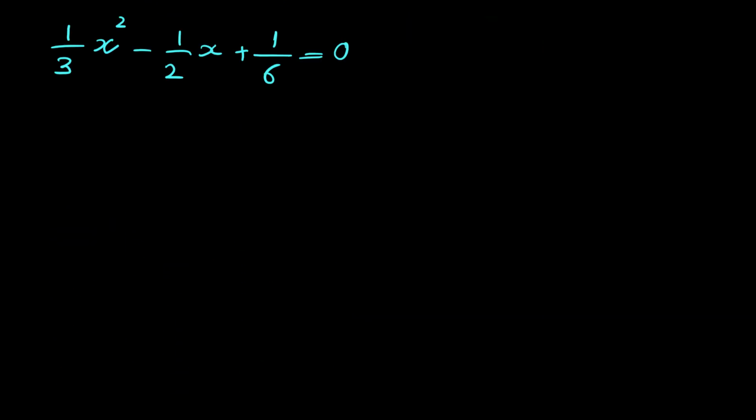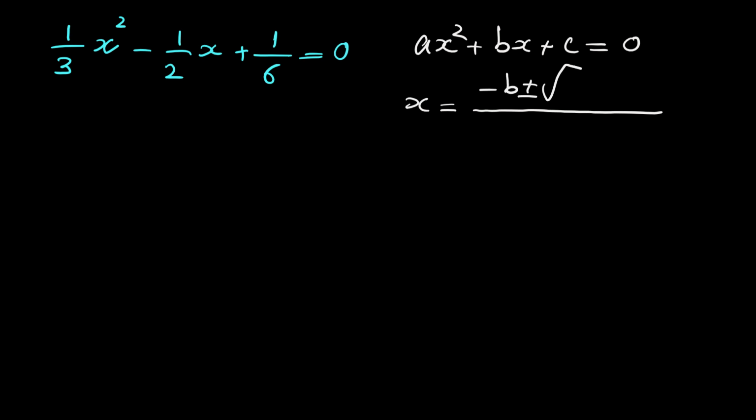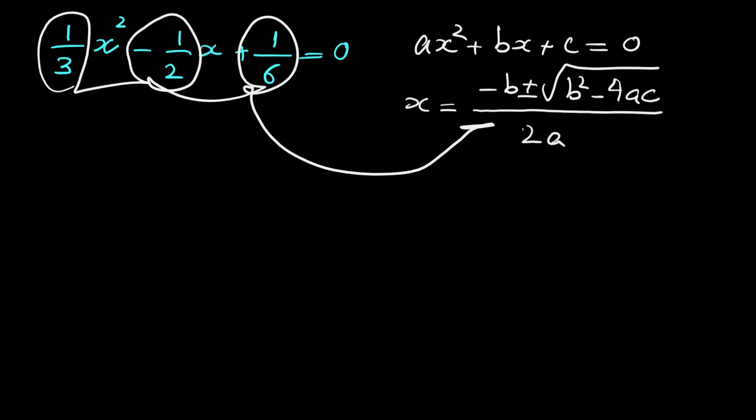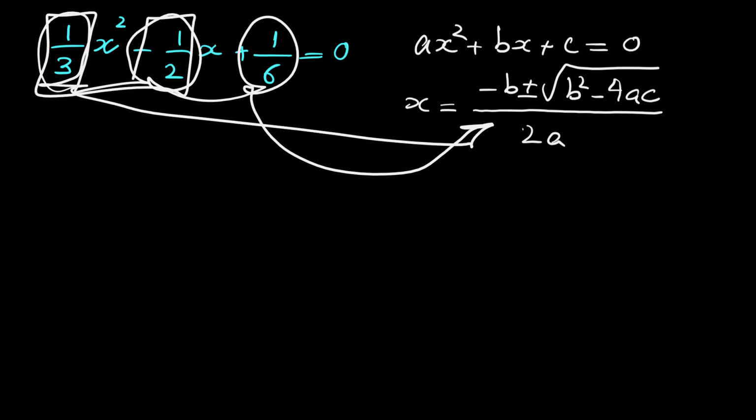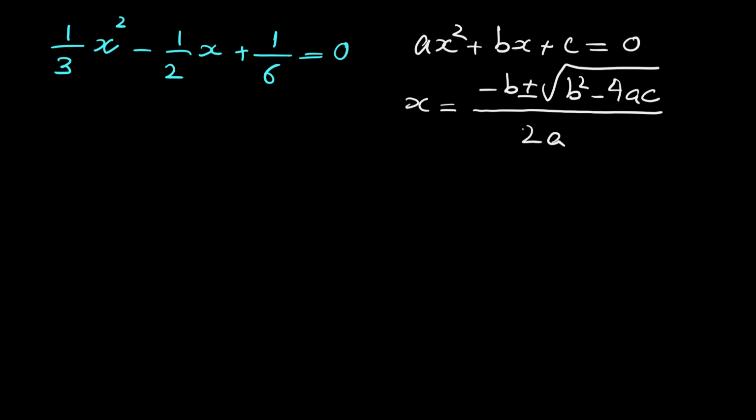Now look at this example. 1/3 x to the 2 minus 1/2 x plus 1 over 6 equals 0. The problem that we have here is that we have coefficients in fraction form, and we don't like to work with fractions. Suppose you want to directly use the quadratic formula to find x. Then you have to plug in these values in this formula, and then you have to work with lots of fractions. You have to multiply, you have to add fractions, and probably it's not easy. It's a good idea to first eliminate fractions, get rid of fractions.